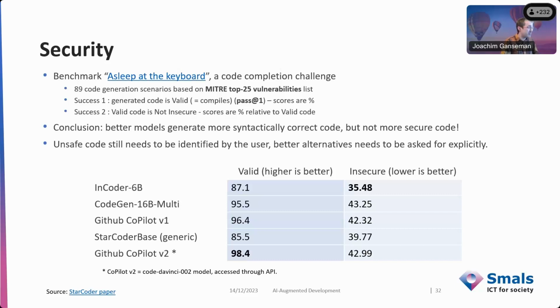The most important conclusion you can draw is that if you have a better model, say you use GitHub Copilot, you get more syntactically correct code, but almost no more secure code. Why? Because it really patches itself on the existing code base, and it's really not made to create code or validate code for security. That's something that you need to do yourself afterwards.